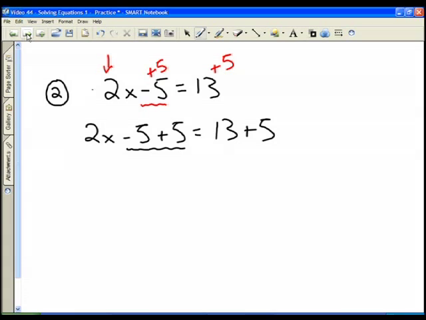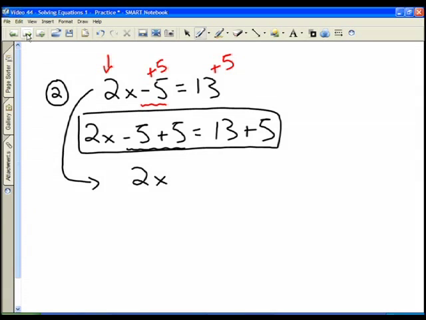If you wanted to jump right to this step and say, hey, I know plus 5 minus 5 is going to be equal to 0, I could, instead of this line, just go ahead and write 2x is equal to 13 plus 5. And now I can simplify my right-hand side. 13 plus 5 is 18.